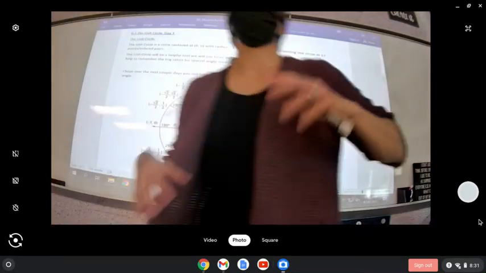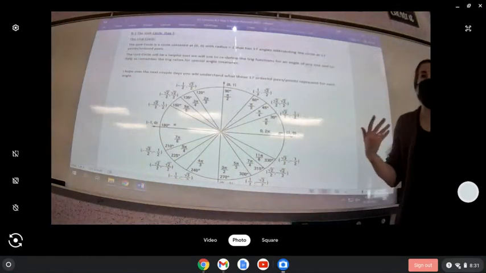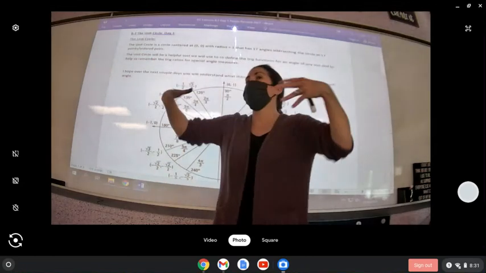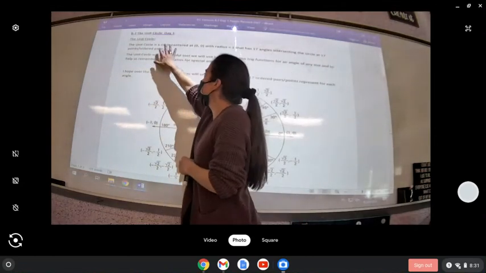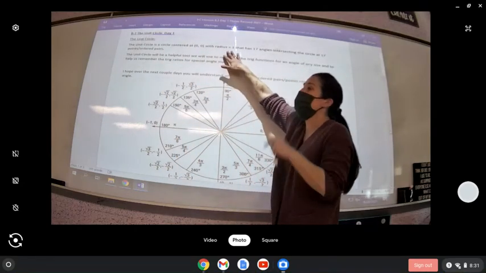So yesterday I called it an intro to 6.2. Today I call it day one. So we're going to start talking about the unit circle. The unit circle, in its definition, is a circle centered at (0, 0) with a radius equal to 1.